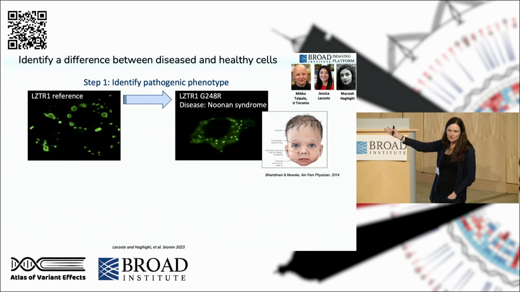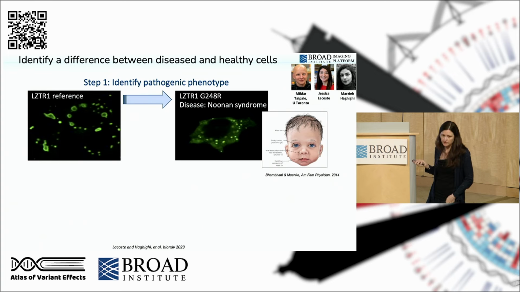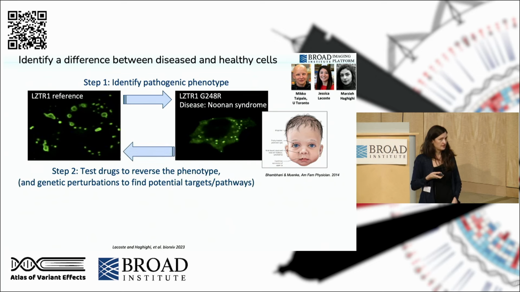The localization of this protein is just different when that variant is present, and we don't know for sure that that localization difference is what is causing the eventual phenotype that the child experiences, but it's not a bad place to start. And so if we can identify these kinds of phenotypes that are associated with pathogenic variants, then we have the potential to test drugs to reverse the phenotype, which I think is a really, really exciting aspect of this.